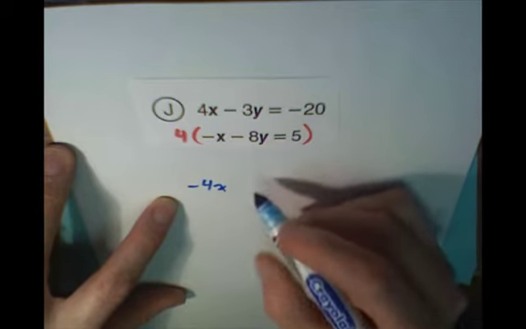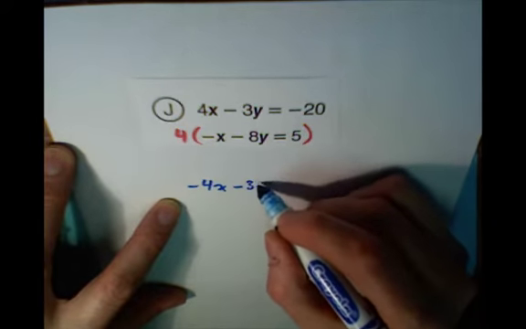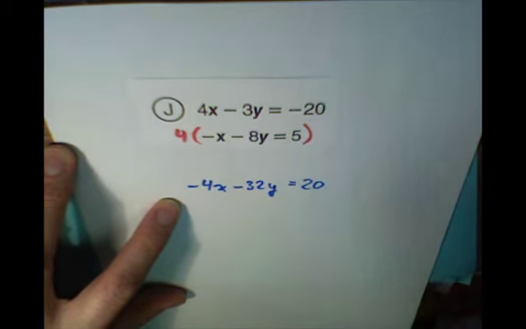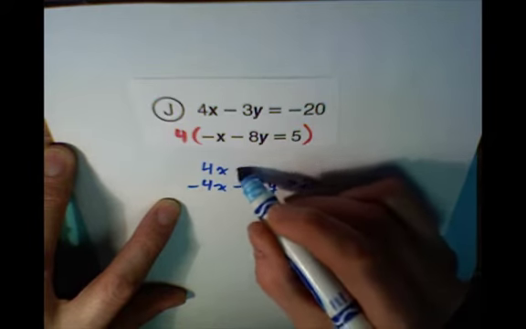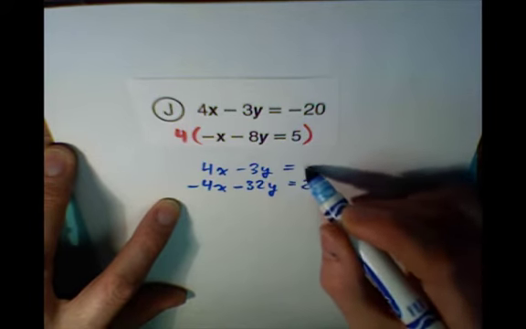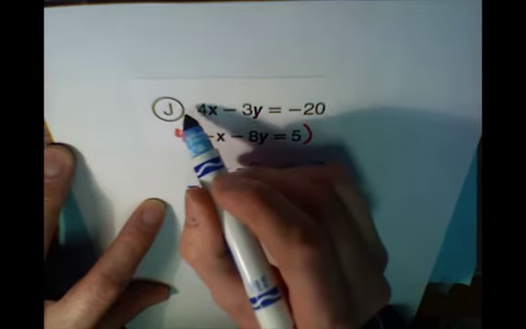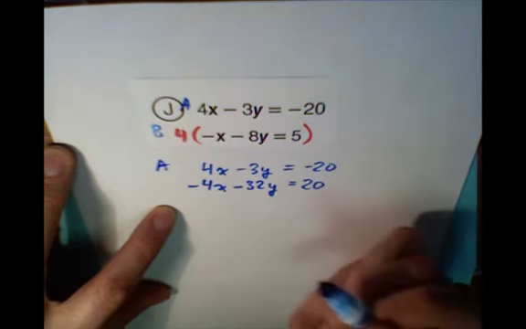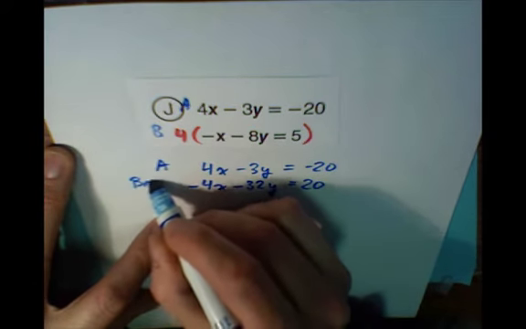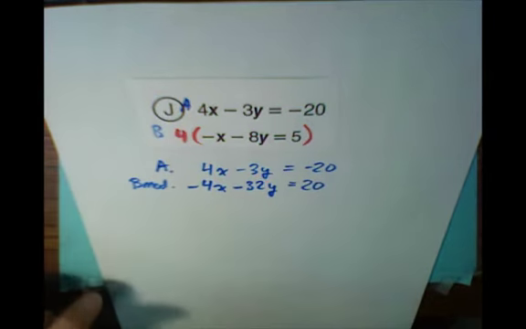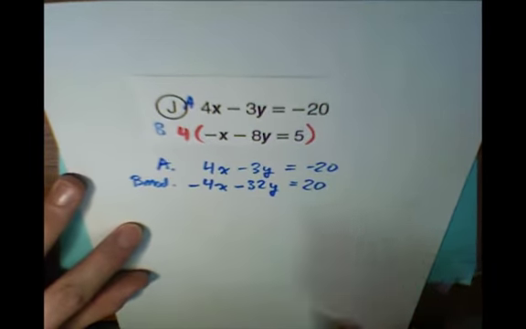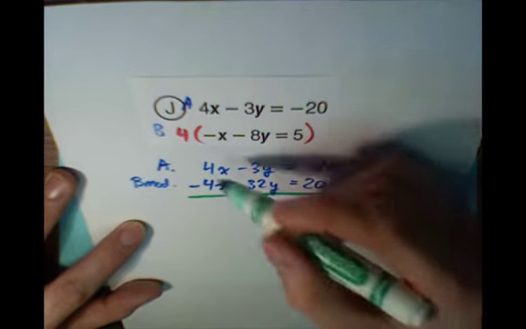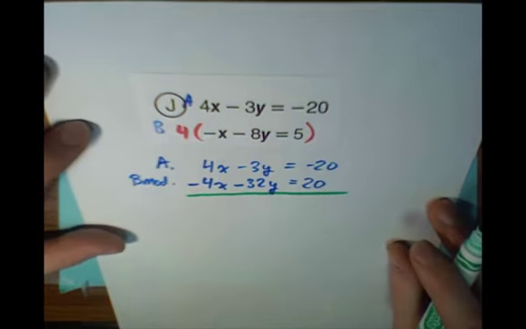Negative 4x minus 32y equals 20. And let's rewrite the first equation, which was 4x minus 3y equals negative 20. I like to label my equations. So if this first equation is A, and this one is B, this one is A, and this is B modified. So I now have a system of equations, still two equations, but elimination has been set up. So I can now add these two equations or subtract them to get a variable to disappear.